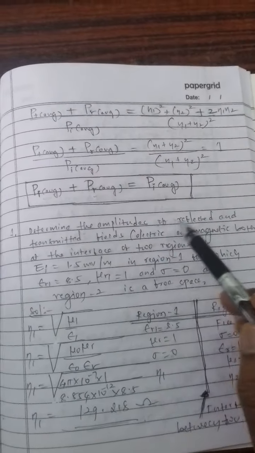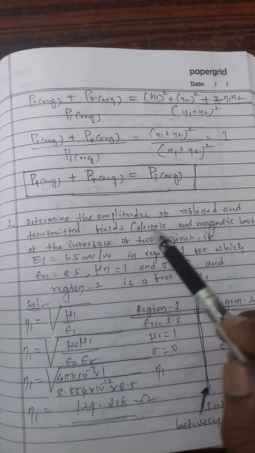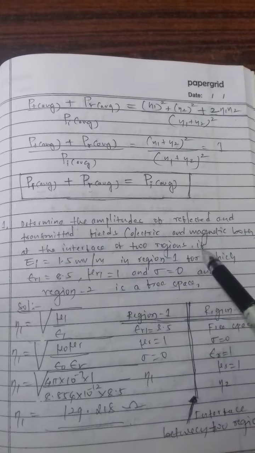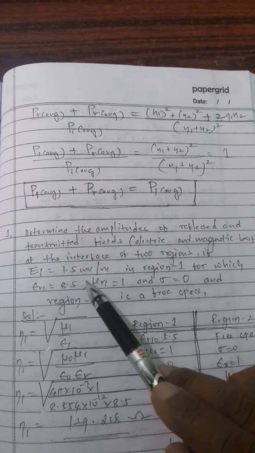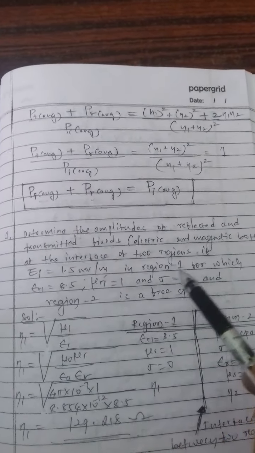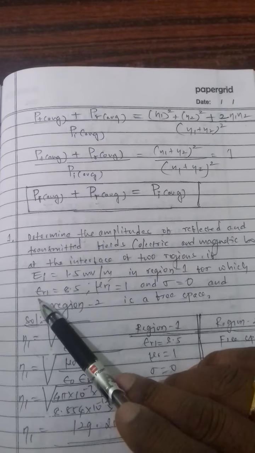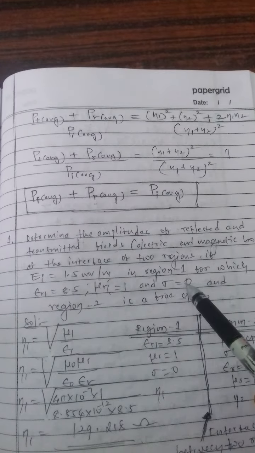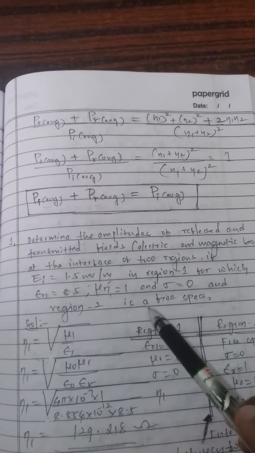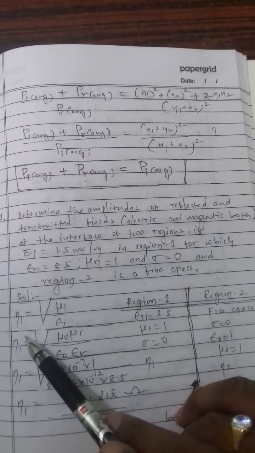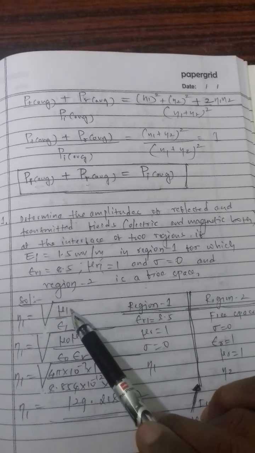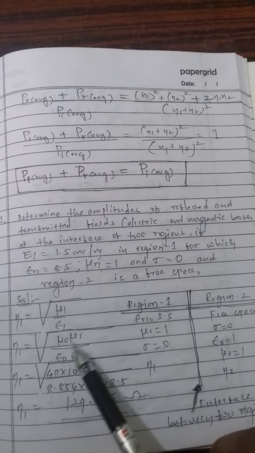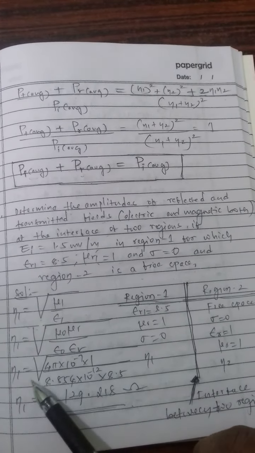Determine the amplitudes of reflected and transmitted fields, that is electric and magnetic fields, at the interface of two regions, if EI is equal to 1.5 millivolts per meter in region 1, for which epsilon R1 is equal to 8.5, mu R1 is equal to 1 and sigma is equal to 0, and region 2 is free space. Neta 1 is equal to square root of mu 1 upon epsilon 1, which is equal to square root of mu naught mu r upon epsilon naught epsilon r.